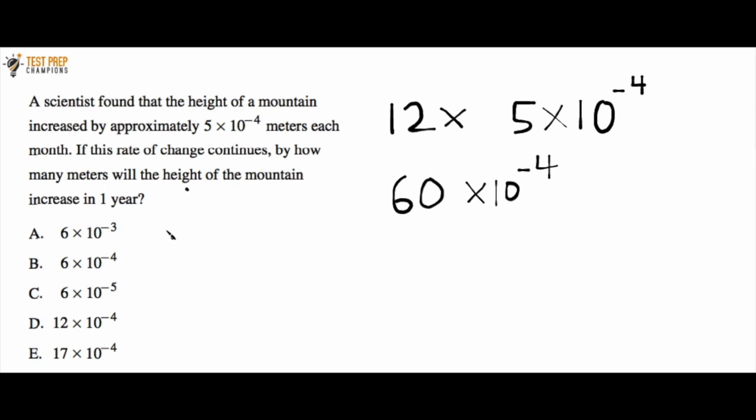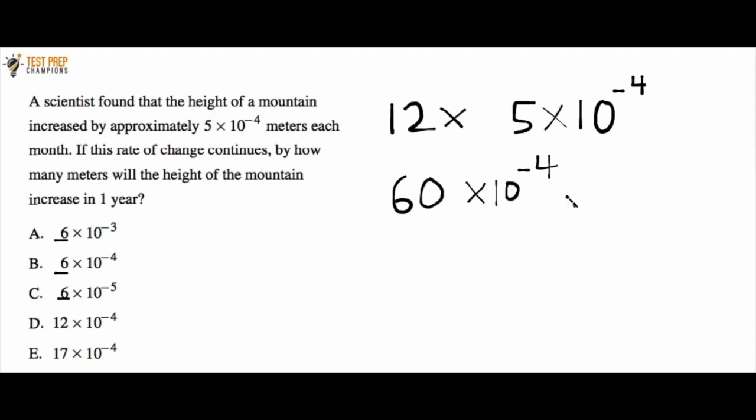Now, when we look over at our answer choices, we see that A, B, and C all have 6 in them, but we don't see 60. So that tells me I need to take this 60 and turn it into a 6. In other words, I'm going to take this decimal point and move it to the left 1 place to turn this into a 6. And when I do that, this 10 to the negative 4 has to change as well.